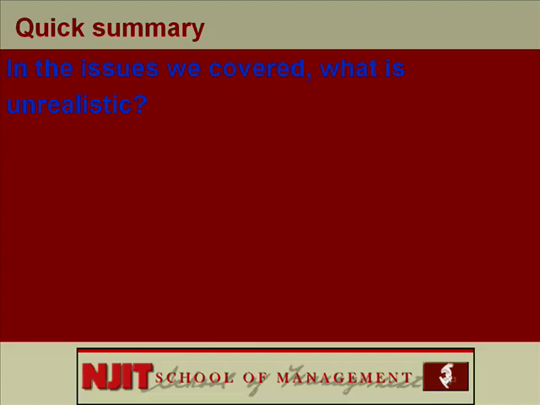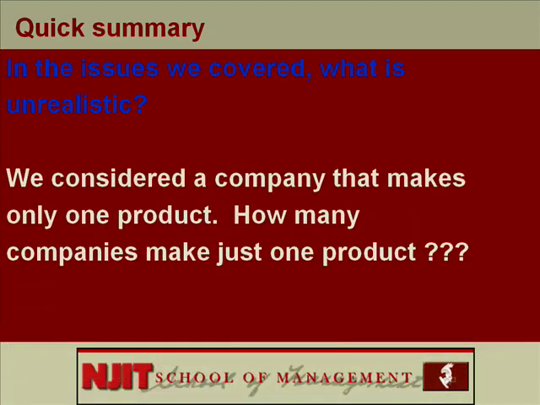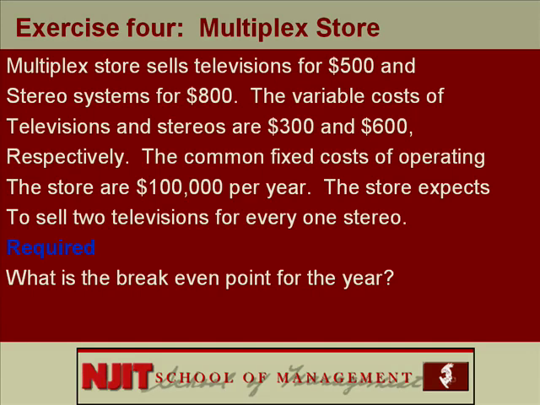So let me repeat the questions one more time. What is unrealistic? We considered a company that makes one product. How many companies make just one product? Hardly any. So I'm going to give you an exercise where a company makes two products. It's up here in front of you. They make TVs and stereo systems, and the information is in front of you.